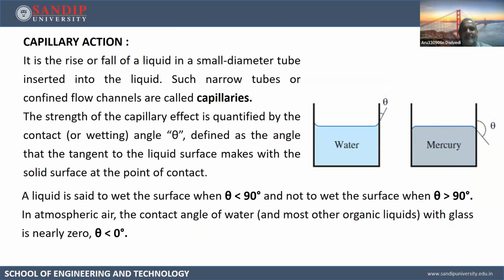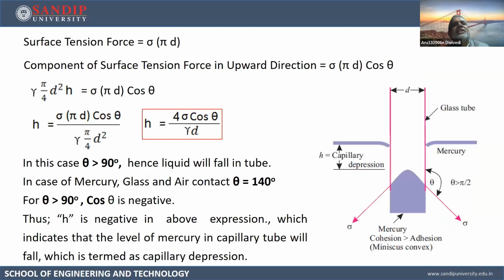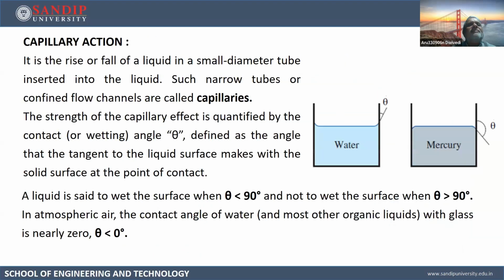Now capillary rise, you might have derived this formula already, right? h is equal to 4 sigma cos theta divided by gamma d. Now here there is a concept: suppose you have a bottle of water, and due to your negligence, the water falls on your table. What is going to happen?